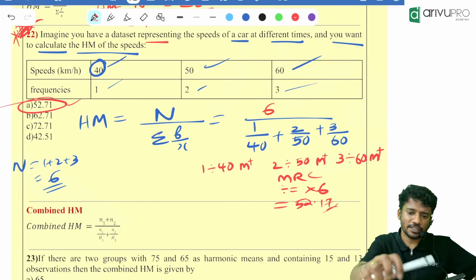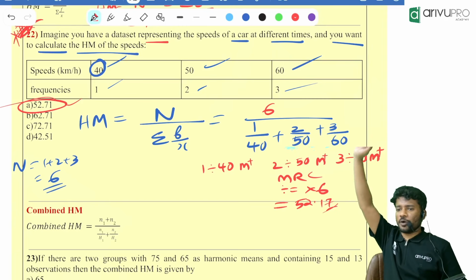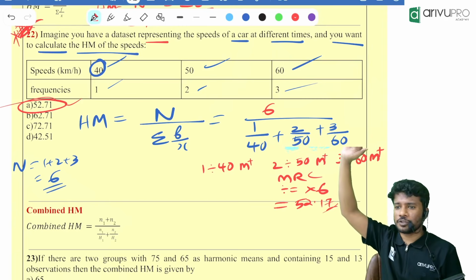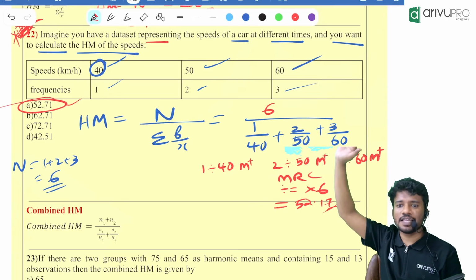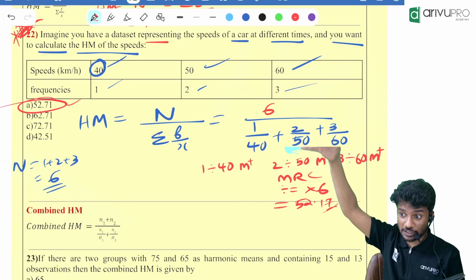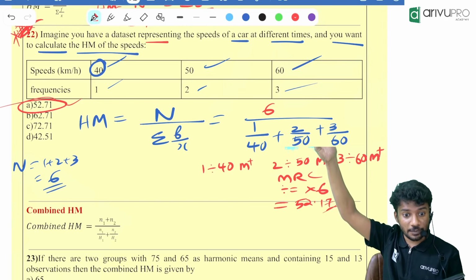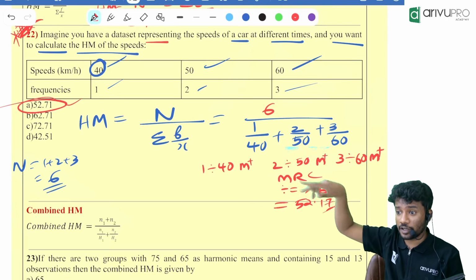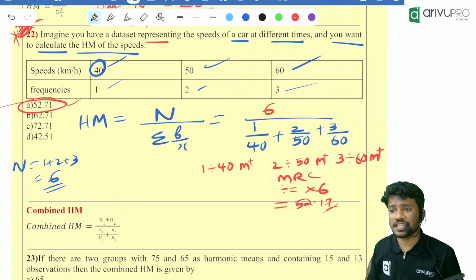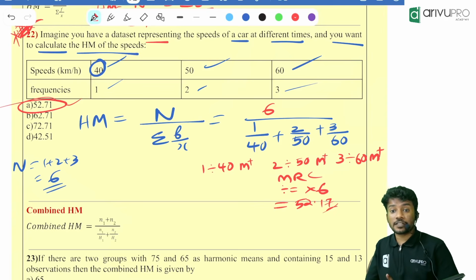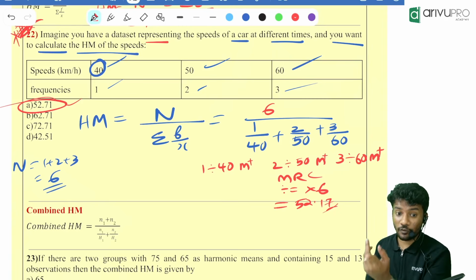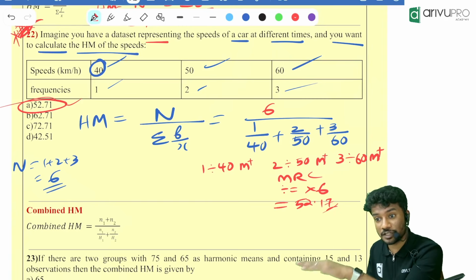So what all things did we study? We studied arithmetic mean: X bar is equal to sigma x divided by n. Then the second case, combined arithmetic mean: N1 x1 bar plus N2 x2 bar, divided by N1 plus N2, etc. Then corrected arithmetic mean: wrong x bar into n, minus wrong values, plus correct values, divided by n.